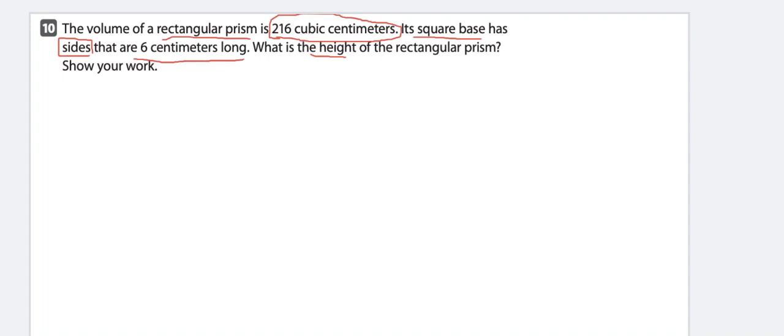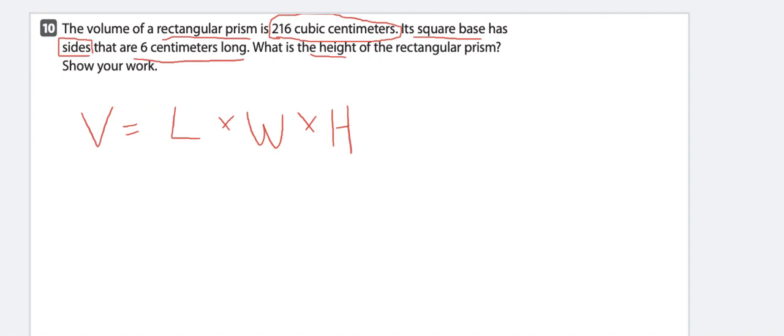Show your work. So I saw a lot of keywords in here. I saw the word volume, I saw cubic centimeters, base, prism. So I know that this problem has to do with volume. And I want to remember what my formula for volume is. And I know that's length times width times the height. And I'm going to use this formula to help me figure out the problem.